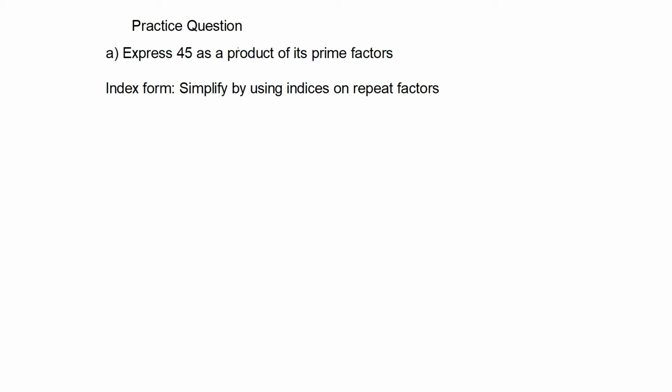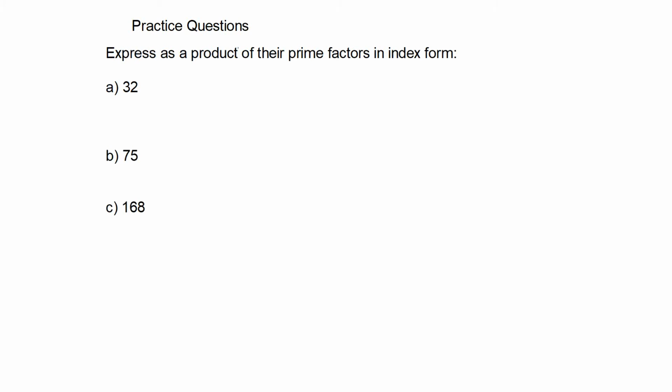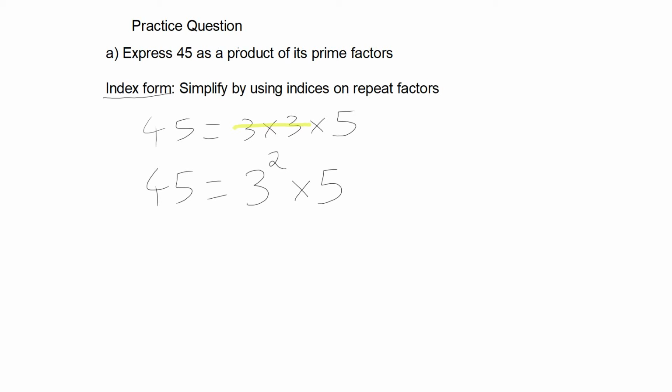We can also write this a little bit more simply by using index form. So the previous answer was 45 is equal to 3 times 3 times 5. But instead of writing 3 twice, as I have done there, I can write down 3 squared using index notation. And that's what index form means. It just means wherever you can use a power, you use a power. So actually, let me do another example just to make that really clear.